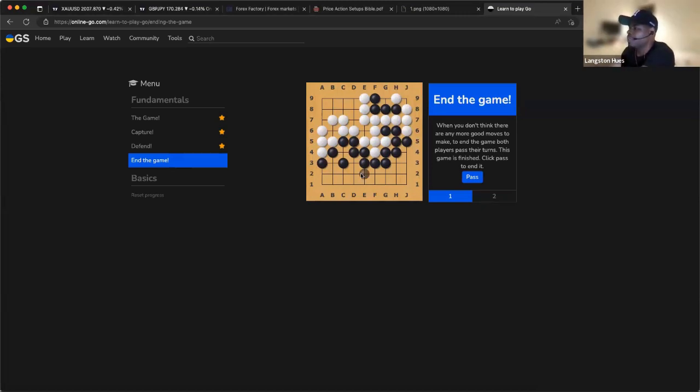We don't think there are any more good moves to make to end the game. Both players pass their turns. When you just don't think there are any more good moves to make to end the game, both players pass their turns. This game is finished. Quick pass to end. I see. Yeah.